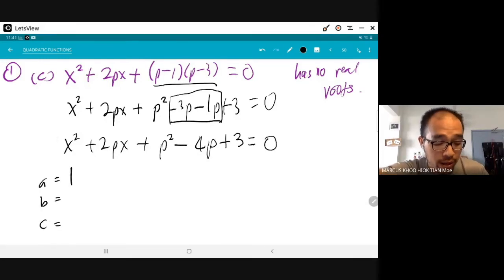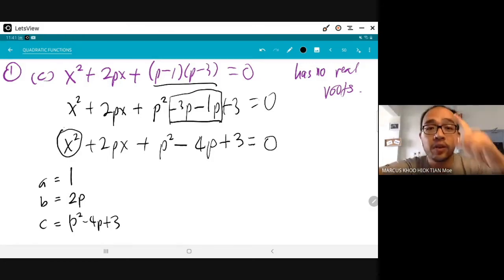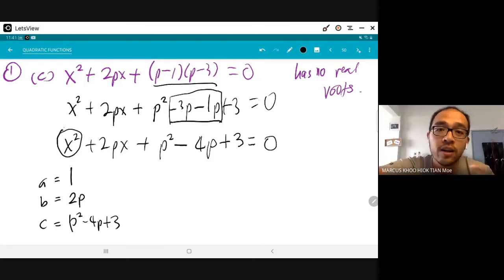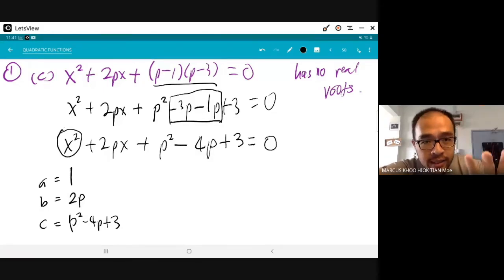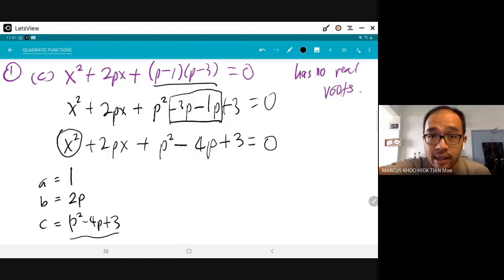A is 1 because the x squared is here. Be very careful. B is? 2p. Okay, and C? P squared minus 4p plus 3. Exactly. So you see, that's why I said whatever is stuck with the x squared and the x is A and B. Nothing at all. The whole thing is C, even if it is like one long sentence like this. So don't be afraid. Just remember the rules of finding ABC.